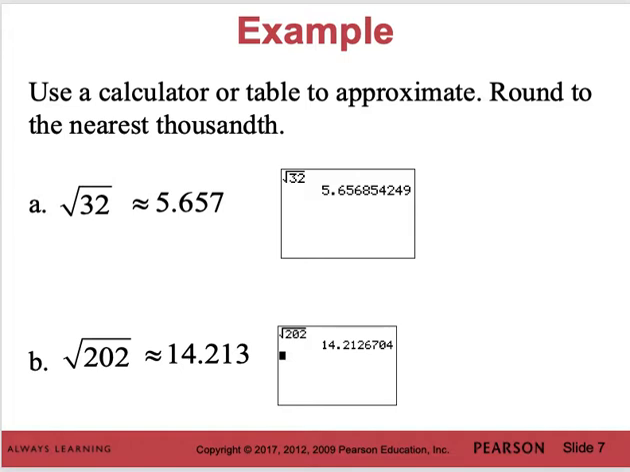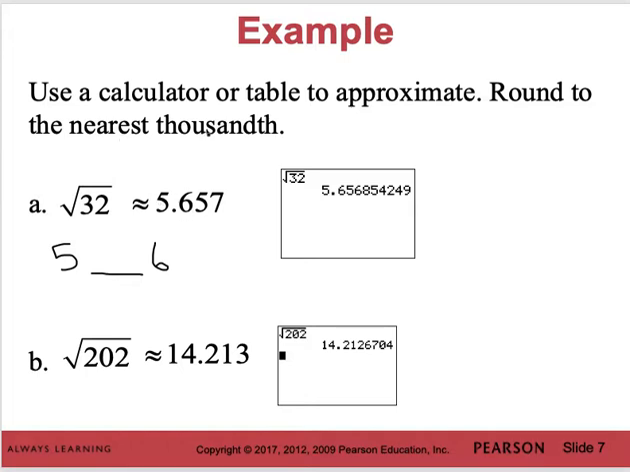We can use calculators to approximate if our values are a little bit harder. 32 is not a perfect square, but I know 5 times 5 is 25. 6 times 6 is 36, so I know my number falls between 5 and 6. And to get that value, in this case, it would be a lot easier to use a calculator.